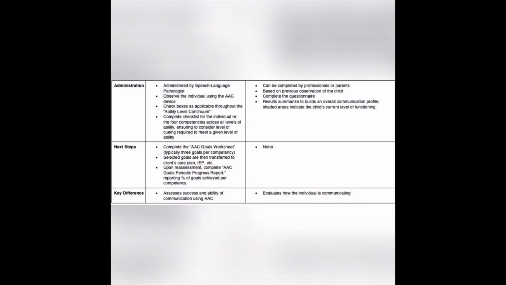A few key differences between the two tools are the DAGG-2 directly assesses use of an AAC system, while the communication matrix does not. The communication matrix assesses early stages of communication. The DAGG-2 is based on Light's communicative competencies, while the communication matrix is based on Bates' pragmatic approach. The DAGG-2 can be used for any AAC user, while the communication matrix is designed for early communicators, but can also be used with AAC users.